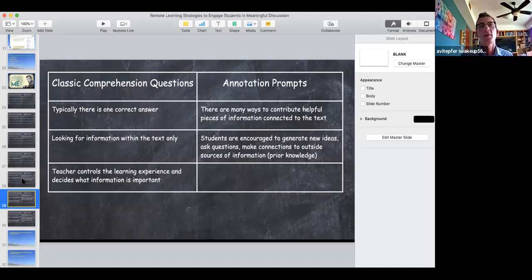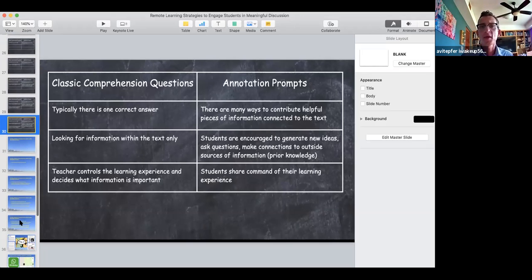Okay, last, with classic comprehension questions, the teacher controls the learning experience and decides what information is important. And of course, as teachers, we need to do some of that. But with annotation prompts, students share command of their learning experience. And that empowers our students, and it validates them and celebrates them as people who have their own sense of what is important.